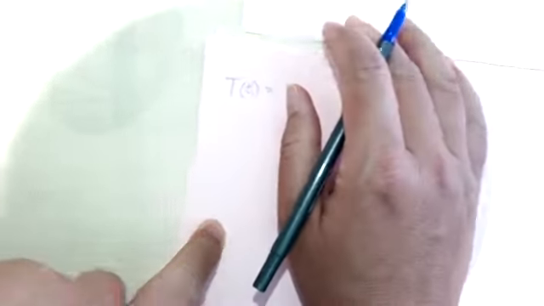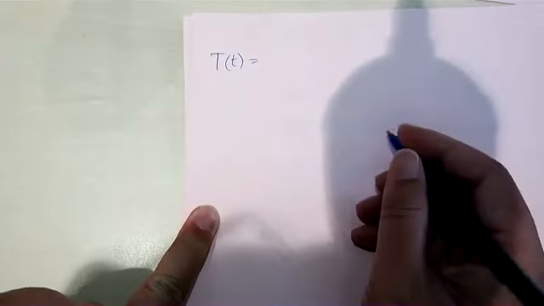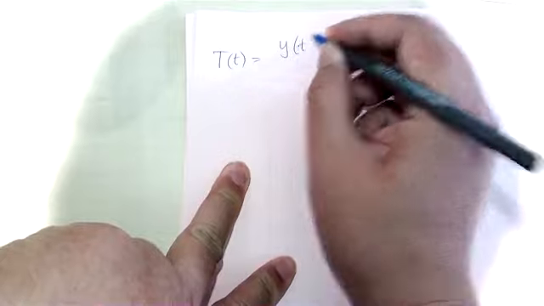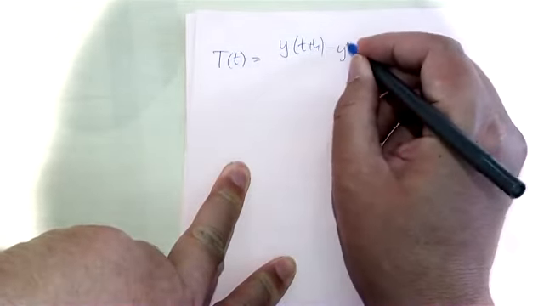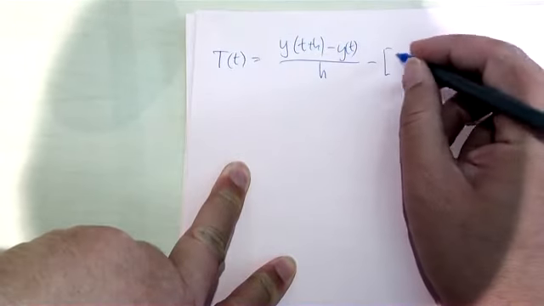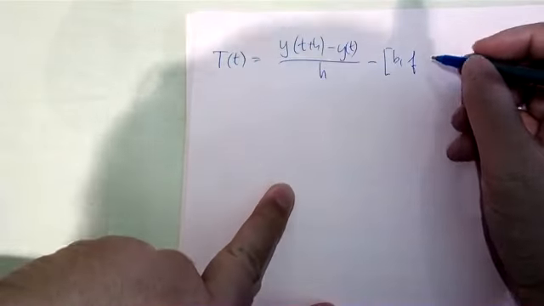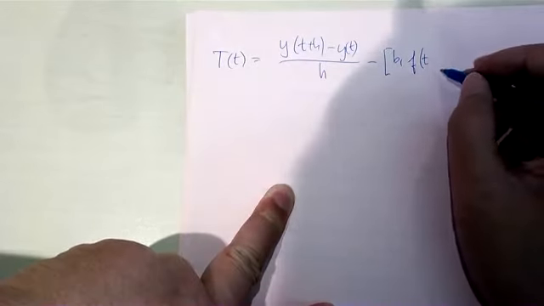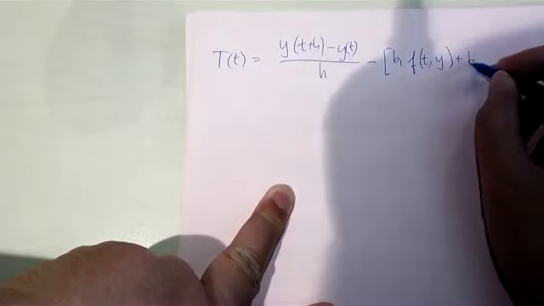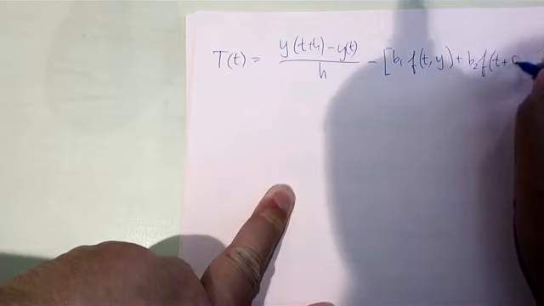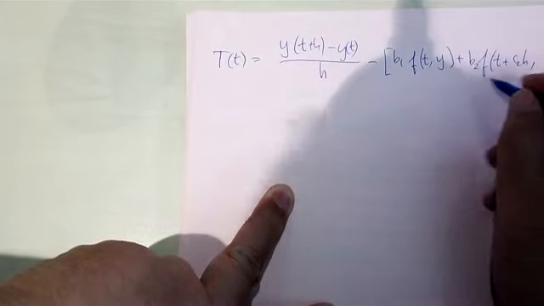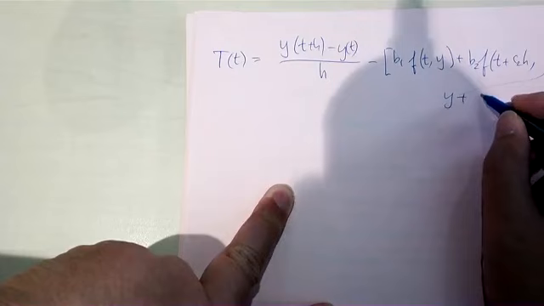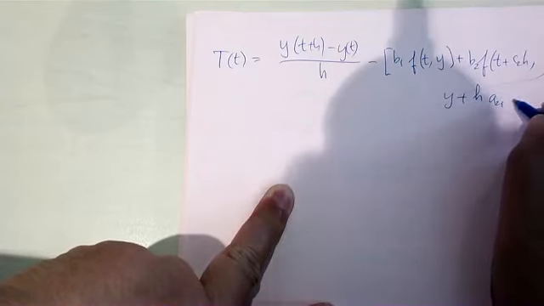Suppose I have y_{n+1} as before. So y_{n+1} is y_t plus h minus y_t divided by h minus b1 f of t, y, plus b2 f of t plus c2h, and the next term will be y plus h a21 f dy, right?